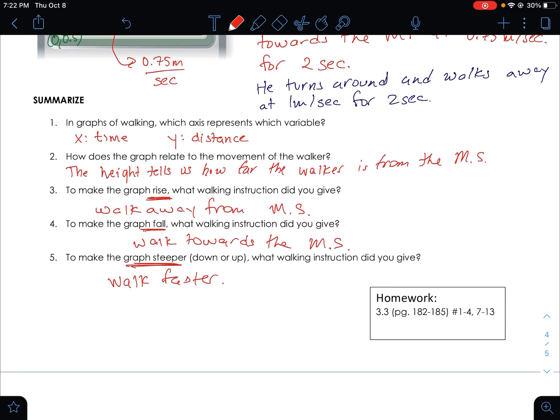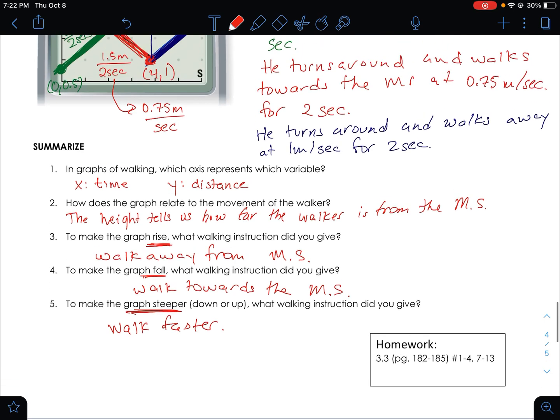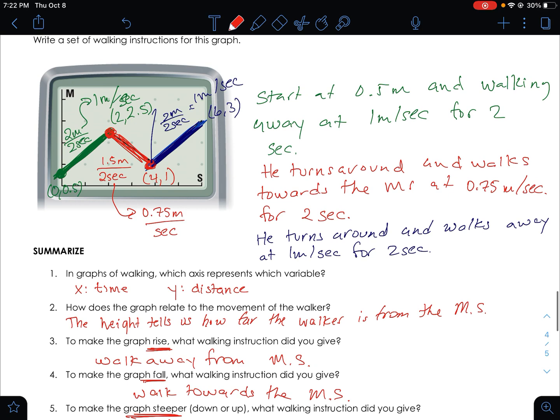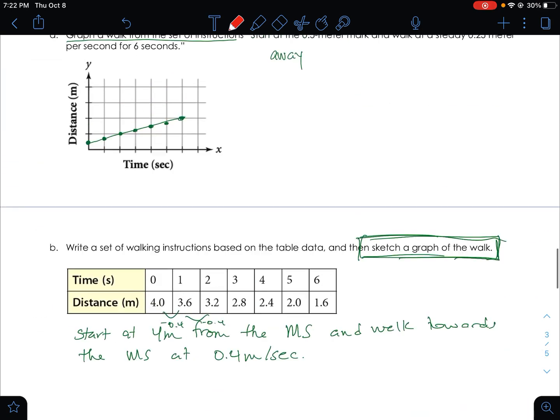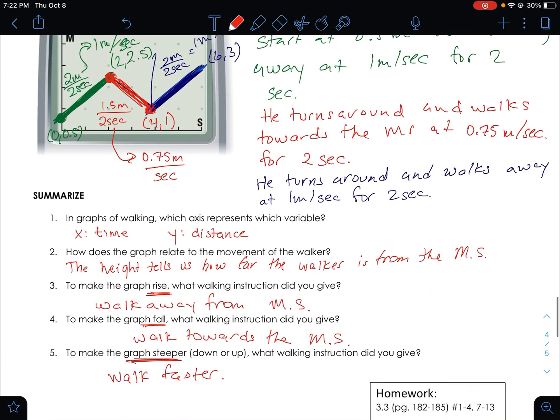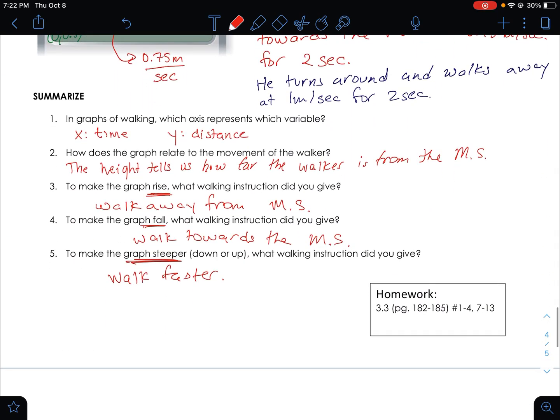So that was a lot of information. You should hopefully be able to feel comfortable after doing the homework in terms of writing a story to match a graph and to graph matching a story. So you're going to work on your homework. If you have any questions, message me on Remind or on email.